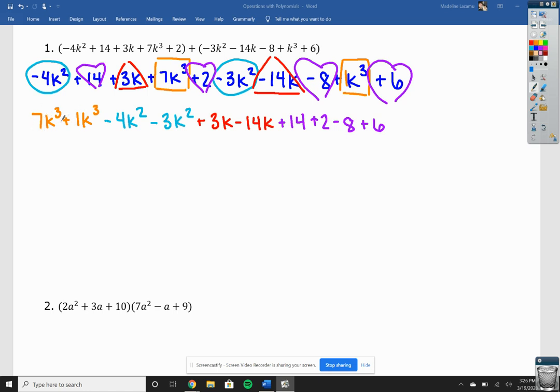So first we're going to start with the orange. 7k to the third and 1k to the third. 7 plus 1 gives me 8k to the third. Next are squareds. Negative 4k squared minus 3k squared gives us negative 7k squared. 3k minus 14k. So 3 minus 14 is going to be negative 11k.